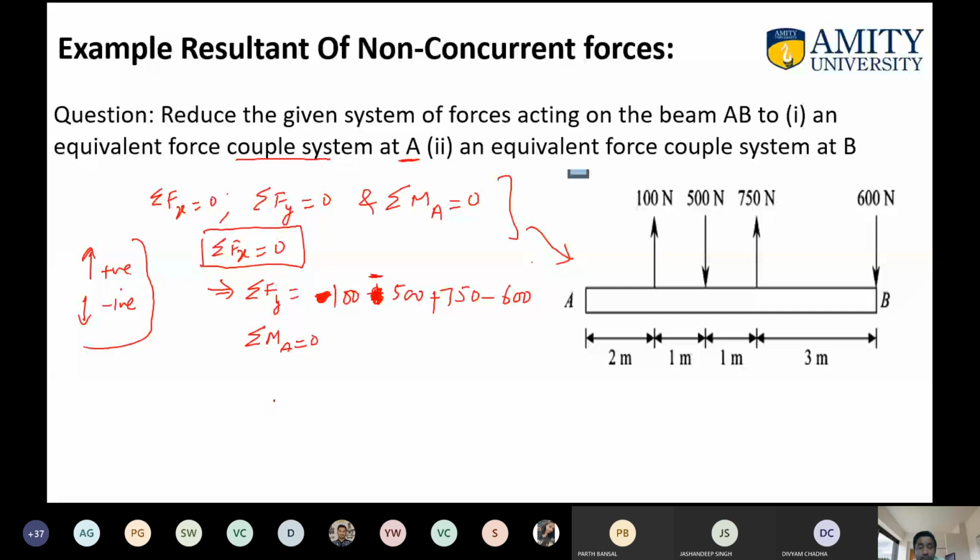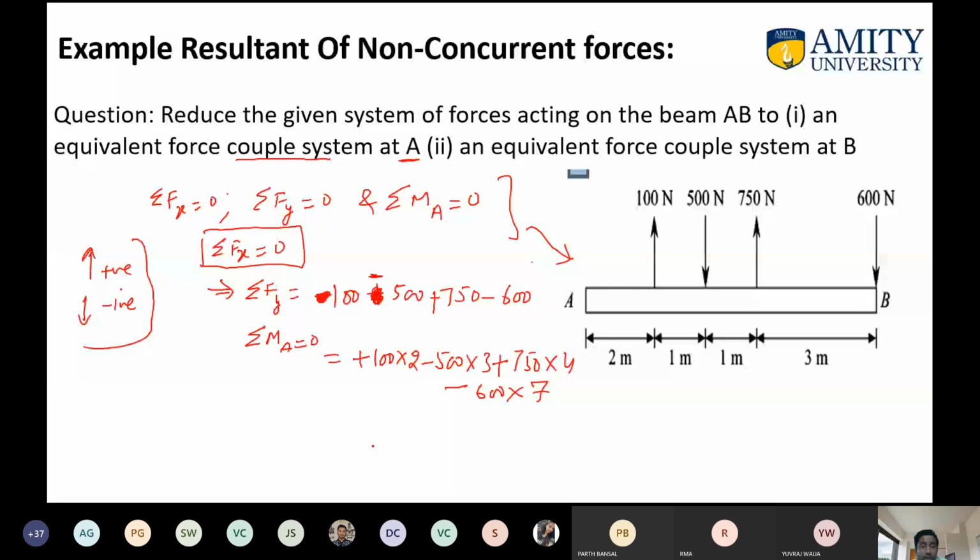Summation MA will be how much? Here it is plus 100 into 2 minus 500 into 3. Sir, it is 2,500. Yes sir, 2500 clockwise around A. Minus 600 into 3, 4 and 7. So after calculating it.